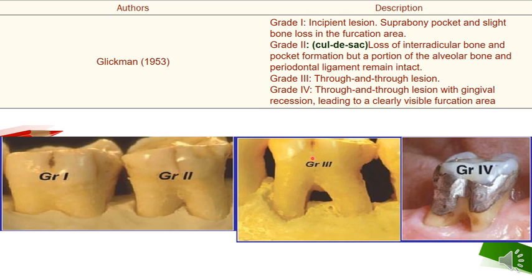Grade 3 is the through-and-through lesion, where we can see complete loss of interradicular bone, and it's called through-and-through because when we probe, we can get the probe end out from the other side. Grade 4 is like grade 3, but it differs in that there is gingival recession, so it's very obvious clinically.